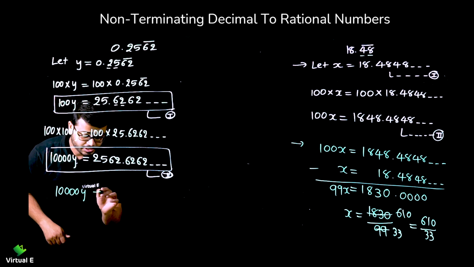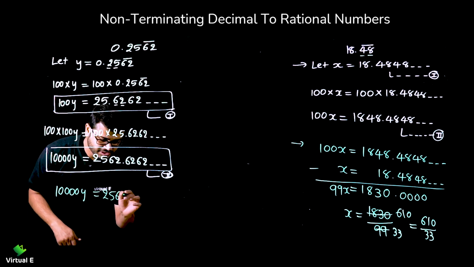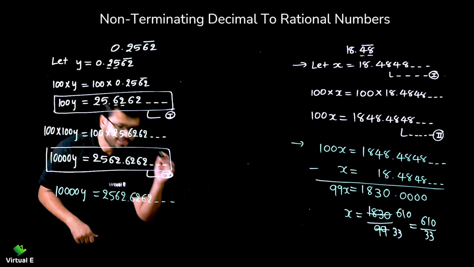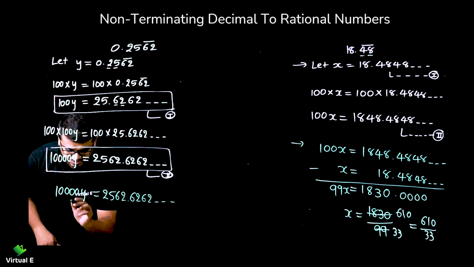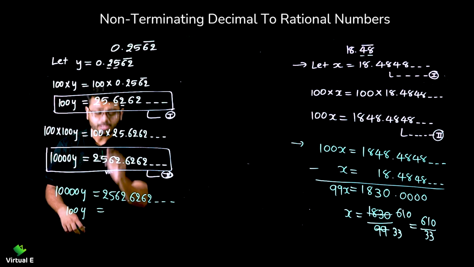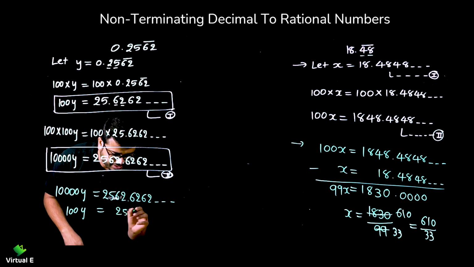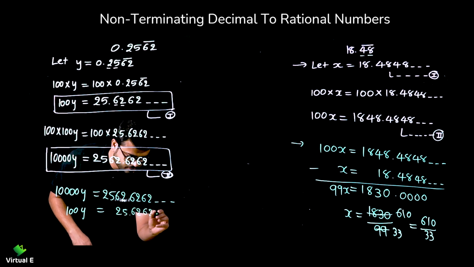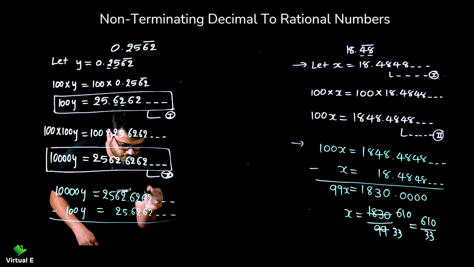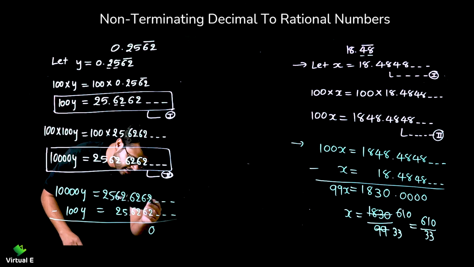So y is equal to 2562.6262 dash dash dash, and this is the other result that we are supposed to subtract with. So 100y is equal to what is over here, that is 25.6262 dash dash dash, right? And we are dealing with the subtraction. See, 0 0 0 0, very nice, right? 0, then 0 0 and 0.